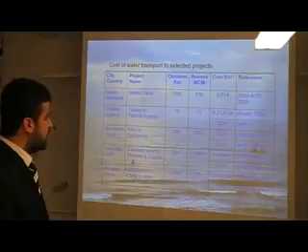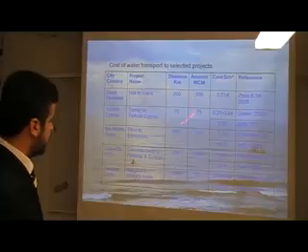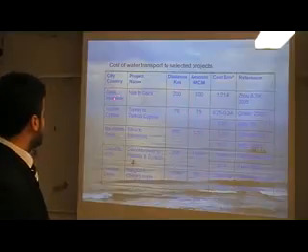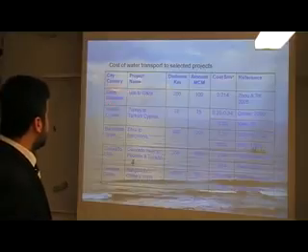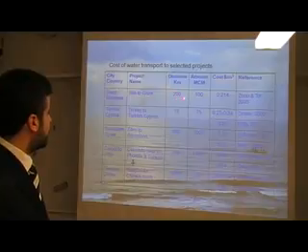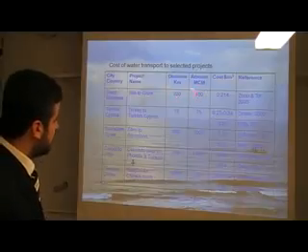Here are some examples for transporting water, and some of them didn't succeed. For example, Gaza, Palestine, there was a plan before, Nile to Gaza, 200 kilometers, 100 million cubic meters.